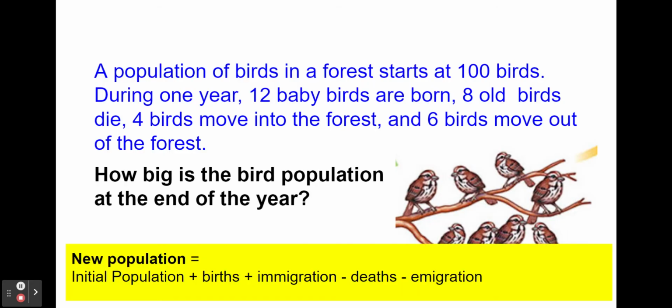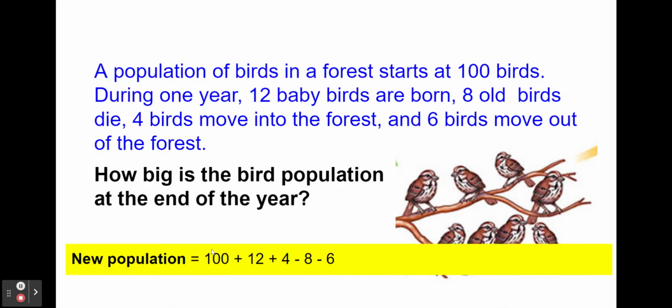How big is the bird population at the end of the year? We're going to use our equation. New population equals initial population plus births plus immigration minus deaths minus emigration. Let's plug in numbers. Our initial population is 100. Our births are 12. Our immigrants are 4, 4 birds moving into the forest. Our deaths are 8, 8 old birds die. And our emigrants are 6, 6 birds move out of the forest. When we plug that into our calculator, 100 plus 12 plus 4 minus 8 minus 6 equals 102 birds. So our population grew a little bit.